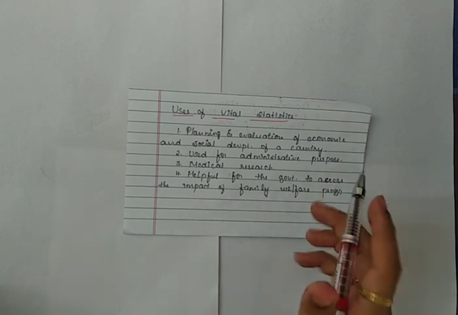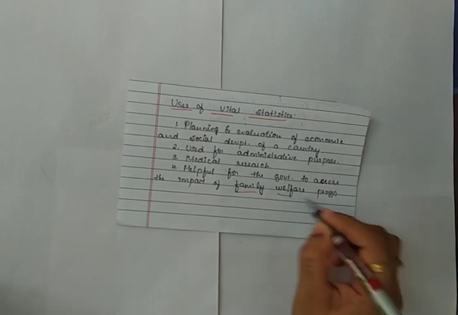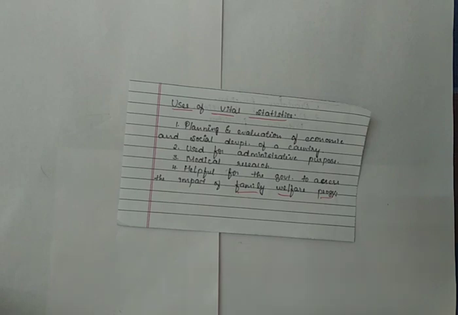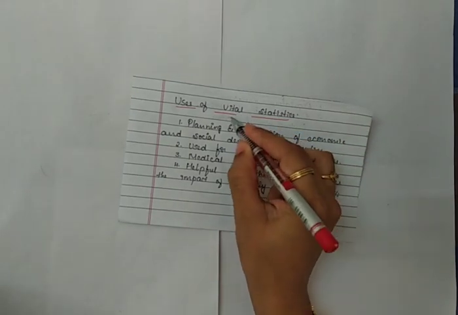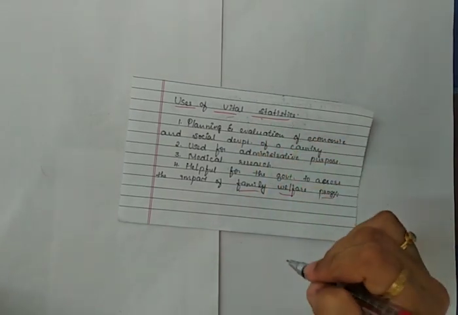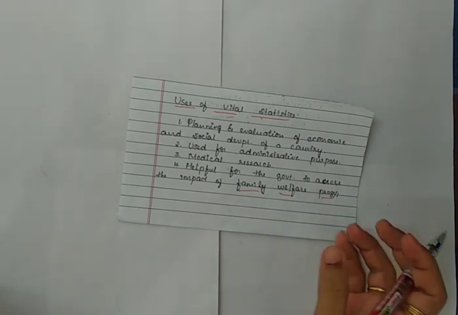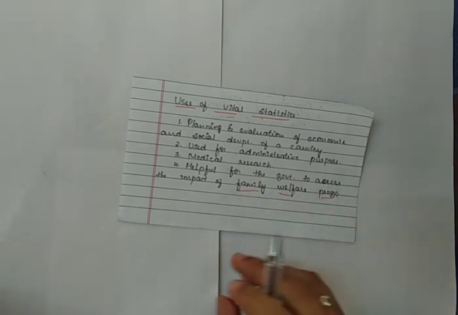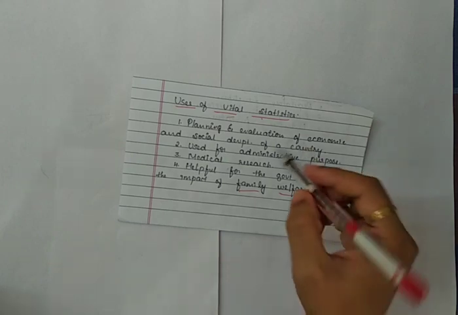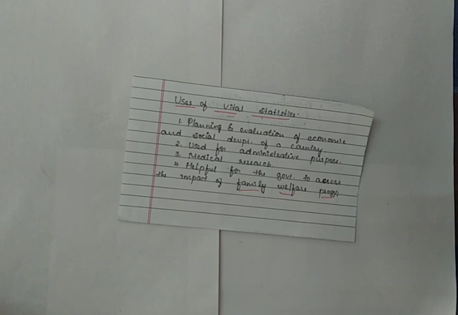Say for example, the government has come up with a family welfare program. To see the impact of this program, they can use vital statistics, and using that they can come to a conclusion whether the family welfare program is a successful one or a failure project. So these are the different uses of vital statistics.